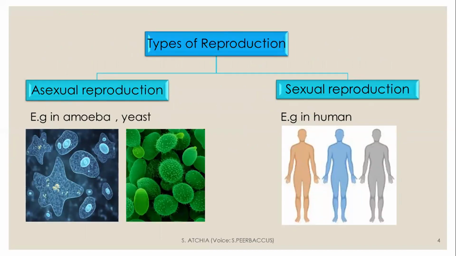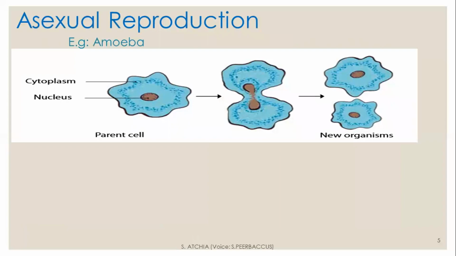Now let's move on to the types of reproduction, which can be classified as asexual and sexual reproduction. In this video, asexual reproduction will be explained in amoeba and yeast, whereas sexual reproduction will be explained in human. So let's begin with asexual reproduction in amoeba. As you can see in the diagram, an amoeba is a single-celled organism, which at one point will reproduce asexually to produce other individuals like itself.